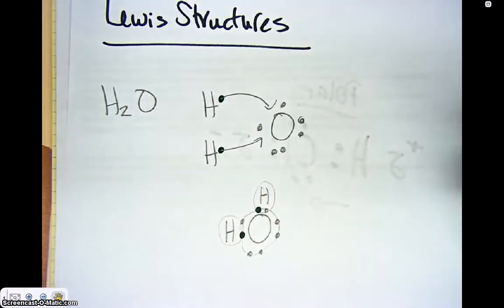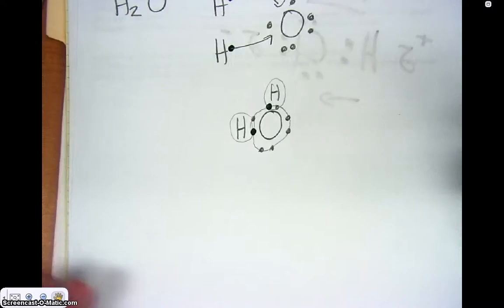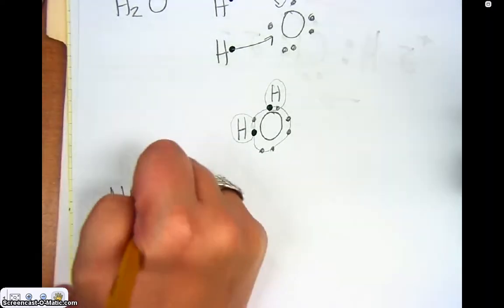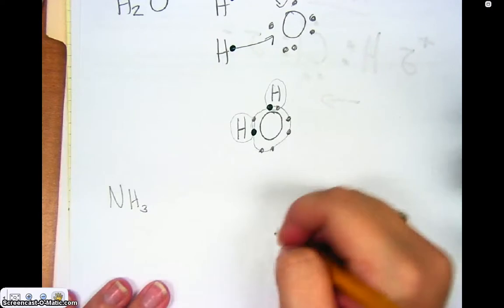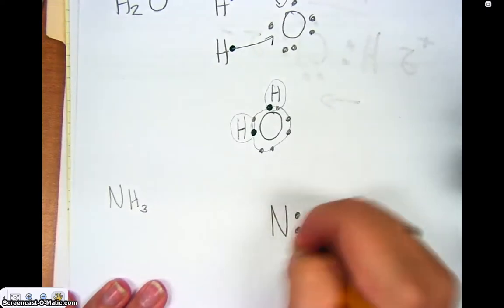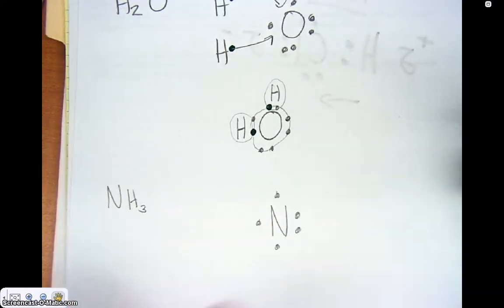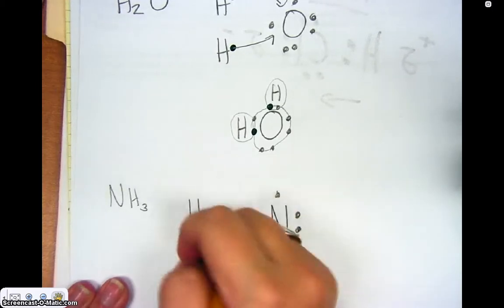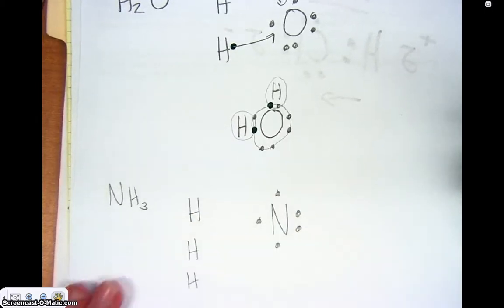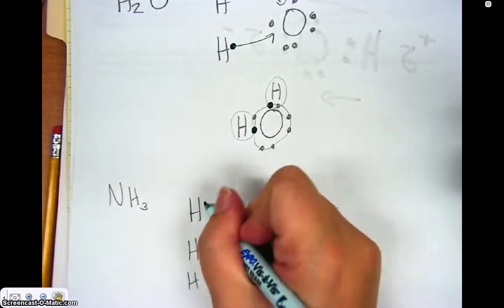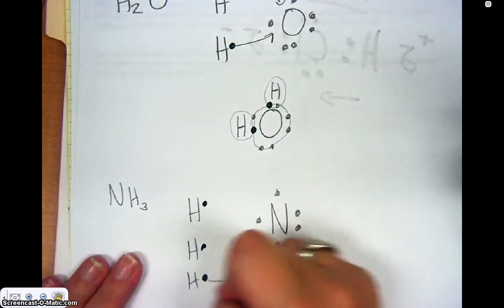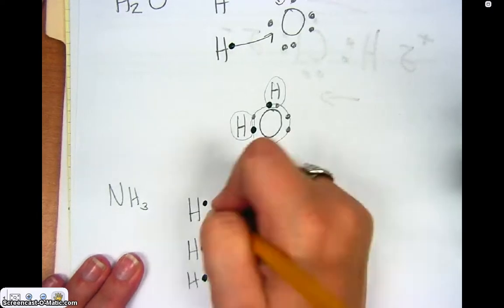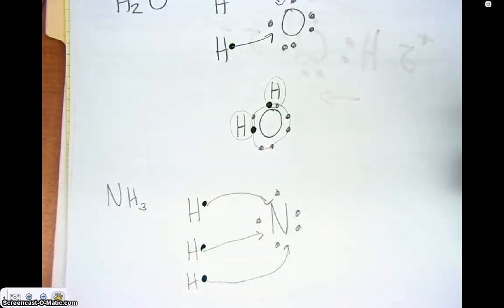All right, let me do another example. So let's do NH3. Okay, so nitrogen has 1, 2, 3, 4, 5 valence electrons because it's in the 5th column. And then if you have 3 hydrogens, each with 1 valence electron, in order for nitrogen to be full, it needs 3 more to share. So it'll come along, and this hydrogen will hook up and share with each one of those.